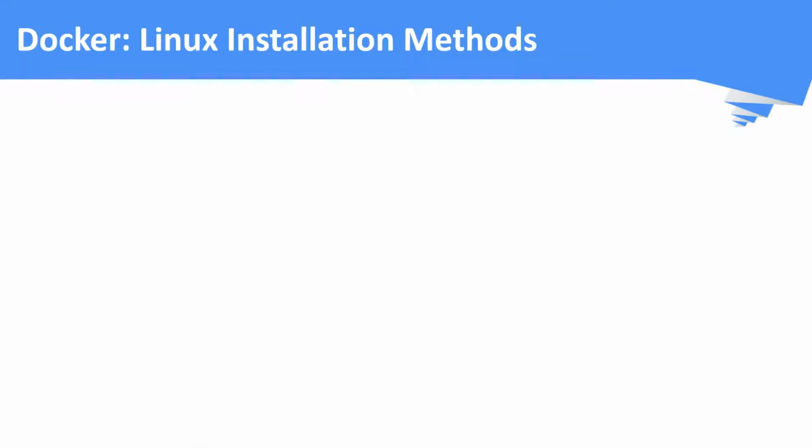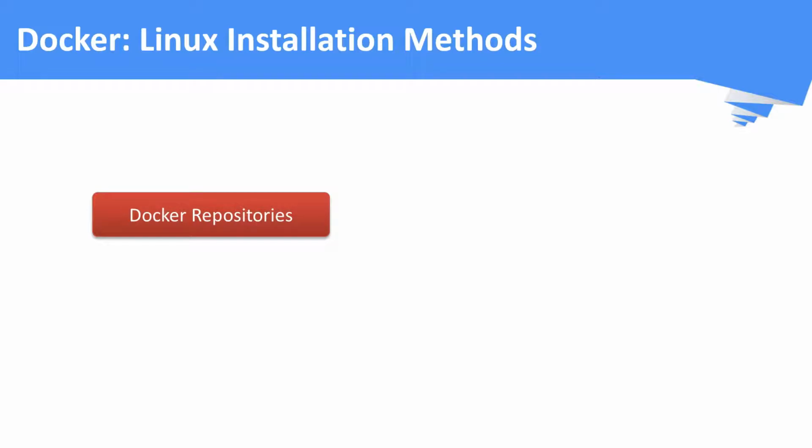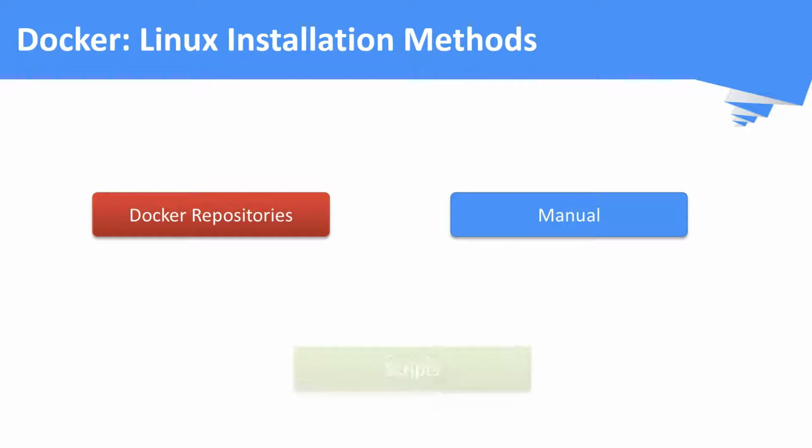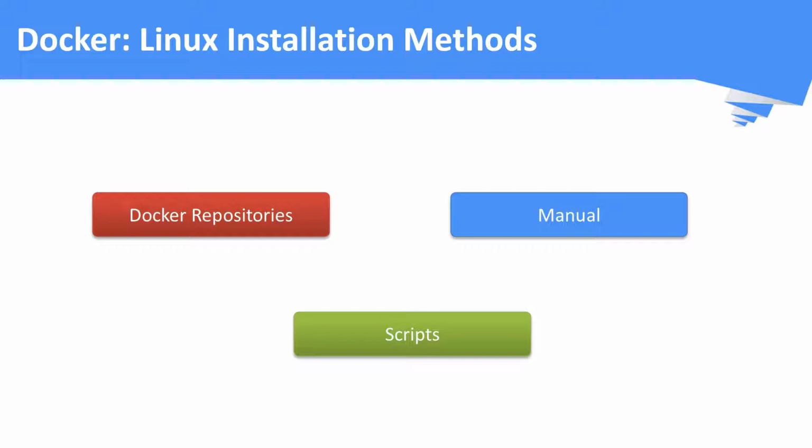Basically, Docker can be installed in three ways. The first method is to use Docker repositories. The second method is to install Docker manually using its RPM packages. Third is to use scripts to install Docker automatically. Among these three methods, Docker recommends the first method, that is, installing using Docker repositories. In our demo, we are going to use the recommended method only.